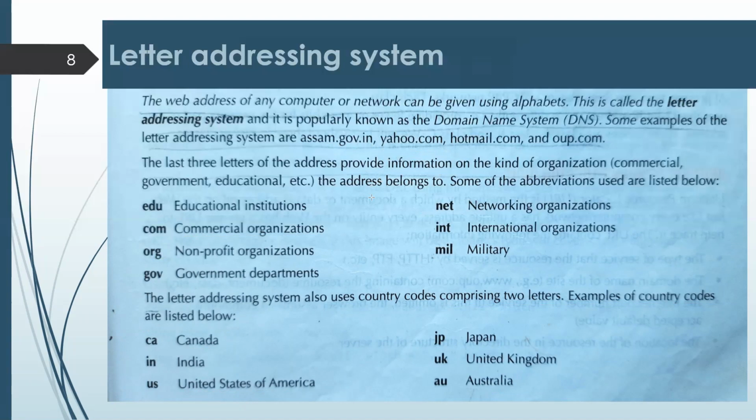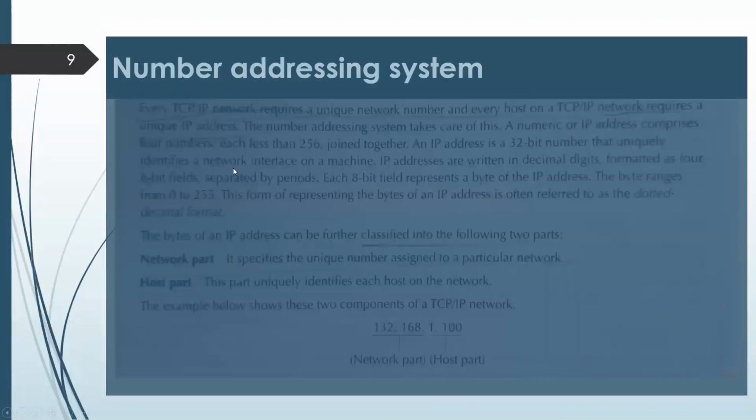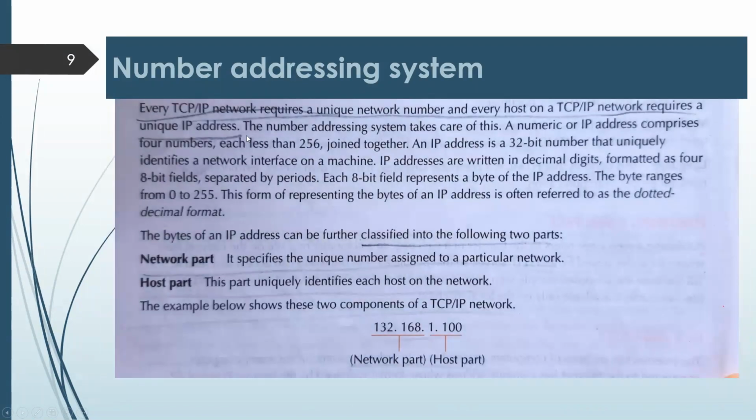Only if you know the number based address of a particular server can you type it directly. Because we do not know the number, we type the name of the website. Those are called the letter addressing system or domain name system, DNS. Then let us move to the number addressing system. A TCP/IP network requires a unique network number, and every host on a TCP/IP network requires a unique IP address. TCP means transmission control protocol, and IP is internet protocol.